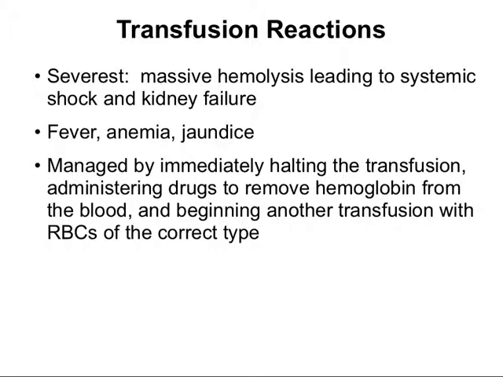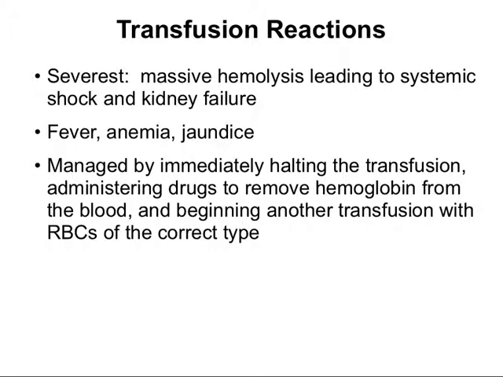Less severe, we'll see fever, anemia, and jaundice. Anytime that there's an error in transfusion, we manage it immediately by halting the transfusion, administering drugs to remove hemoglobin from the blood because it's been lysed and released from cells, and then begin another transfusion with red blood cells of the correct cell type.